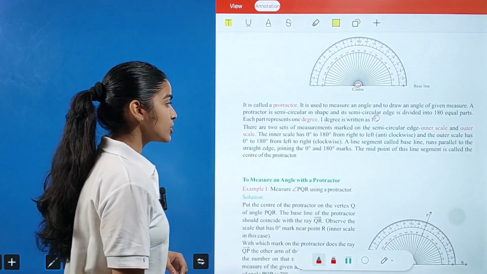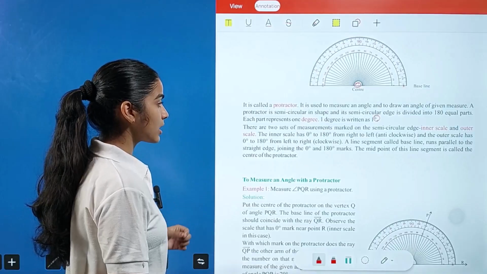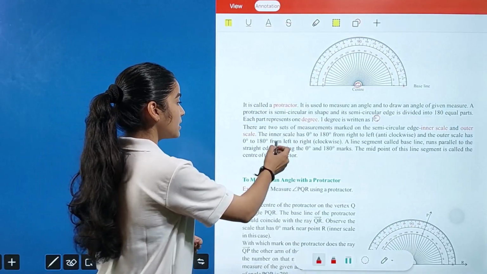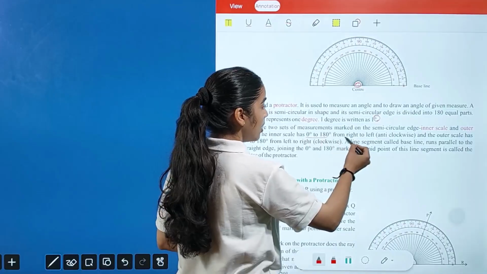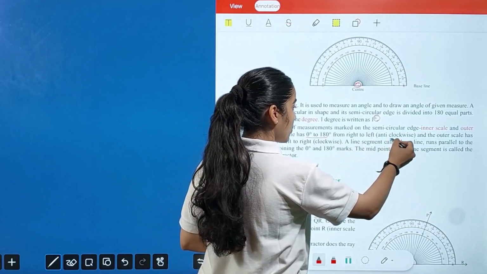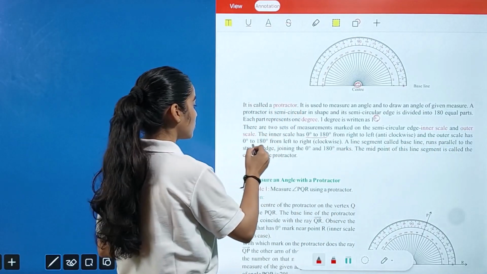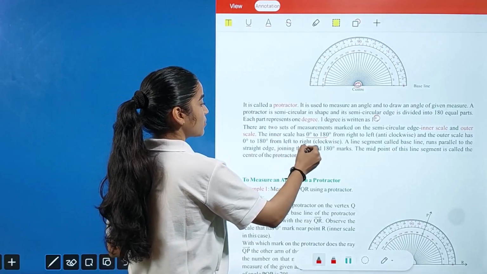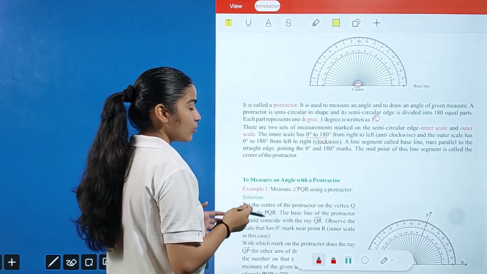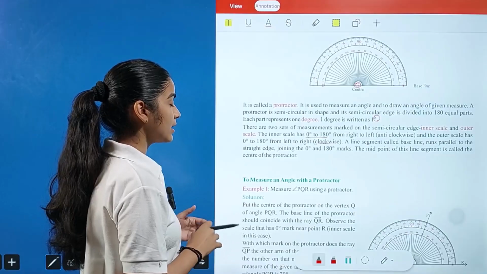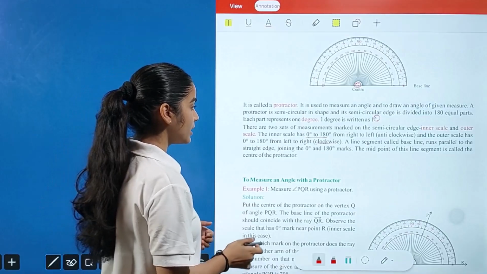There are two sets of measurements marked on the semicircular edge, the inner scale and the outer scale. The inner scale has 0 to 180 degrees from right to left, anti-clockwise, and the outer scale has 0 to 180 degrees from left to right, clockwise. So the outer one is your clockwise and the inner one is your anti-clockwise.